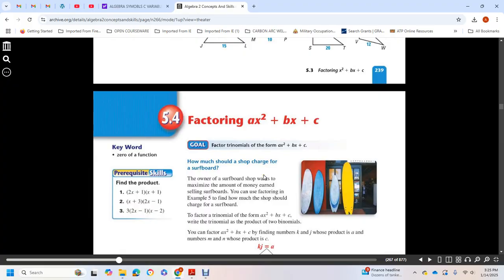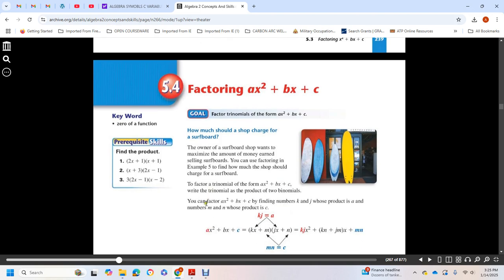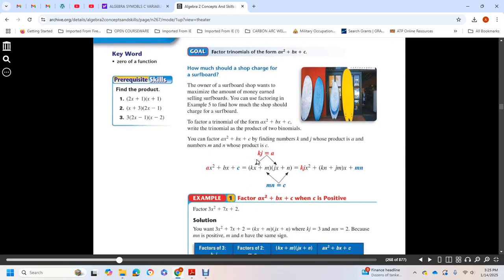Factoring ax squared plus bx plus c. To factor a trinomial in the form ax squared plus bx plus c, write the trinomial as a product of two binomials. You can factor ax squared plus bx plus c by finding numbers k and j whose product is a, and numbers m and n whose product is c. So ax squared plus bx plus c equals kx plus m times jx plus n, which equals kj x squared plus kn plus jm x plus mn.